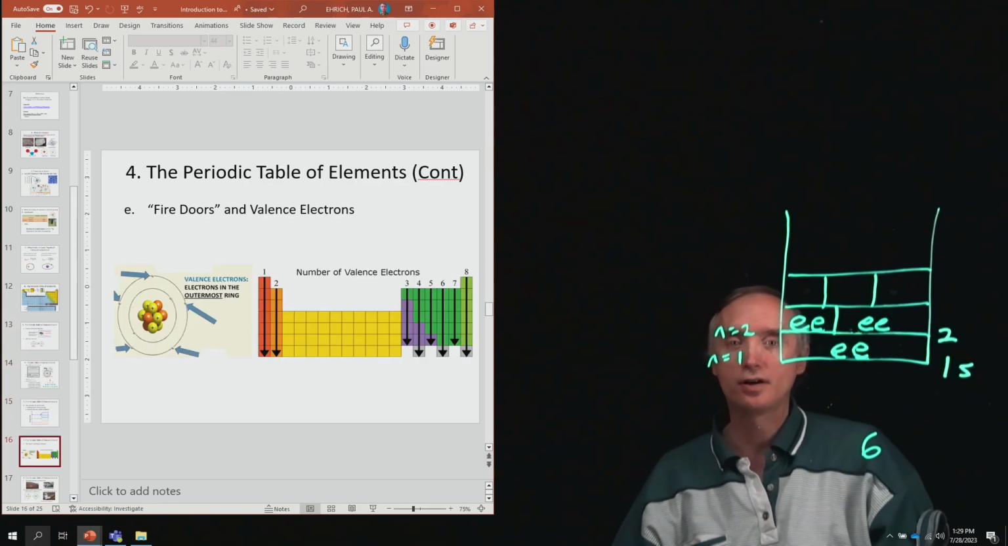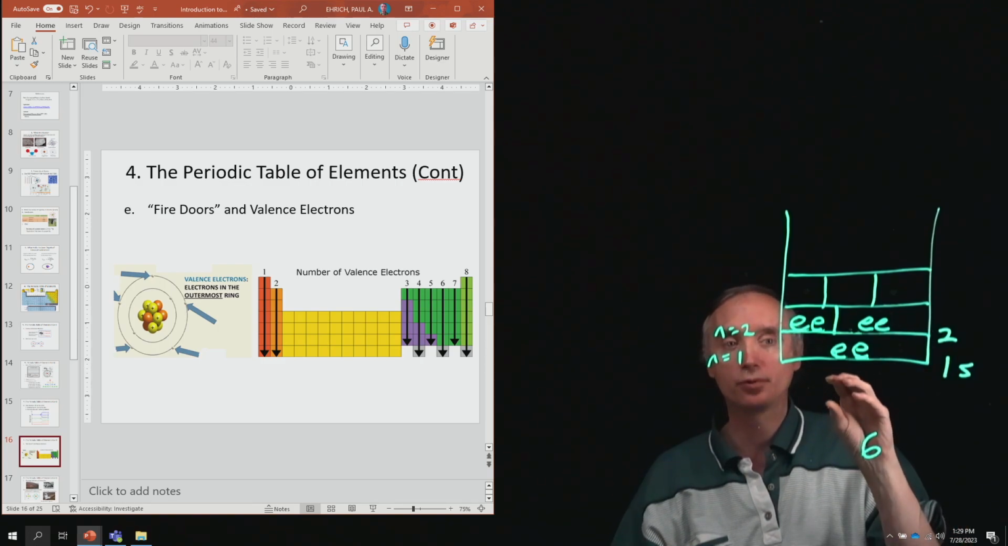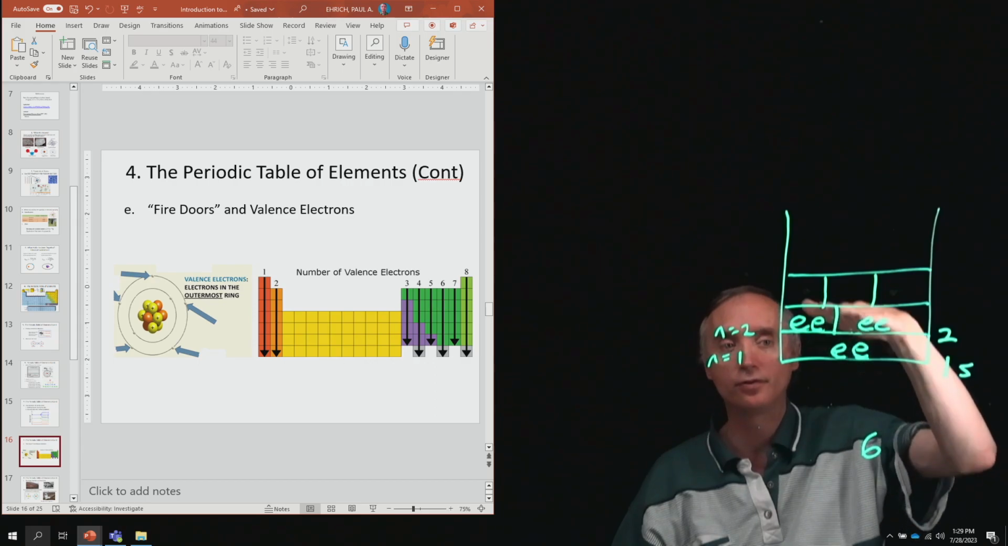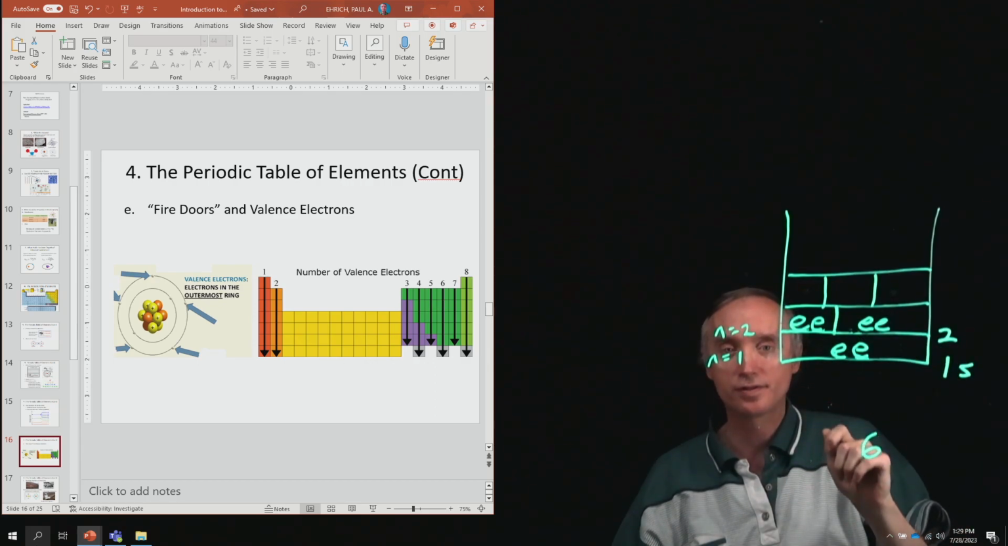Okay, now we're going to talk about fire doors and valence electrons. Every hotel has fire doors, and the purpose of the fire doors is, in case of a fire, the doors are going to close, and then that protects the different floors of the apartment building. We're going to do the same thing.